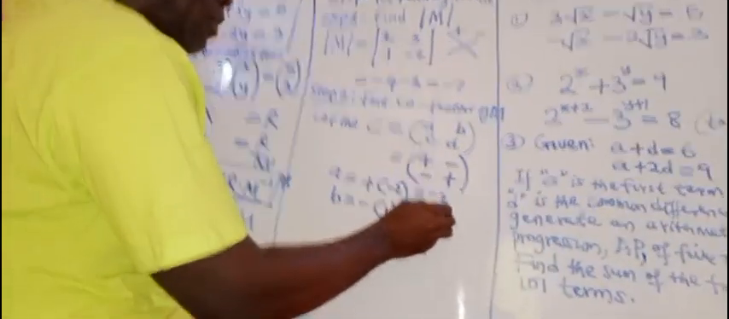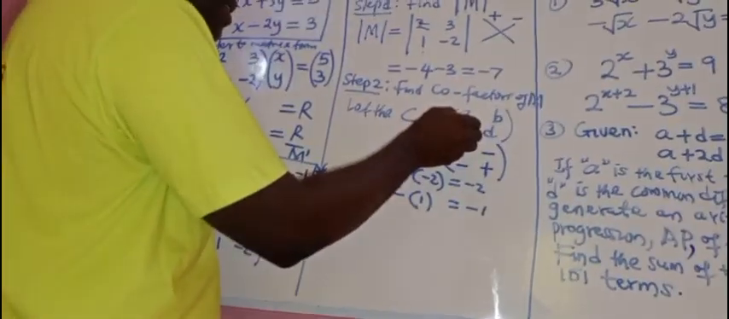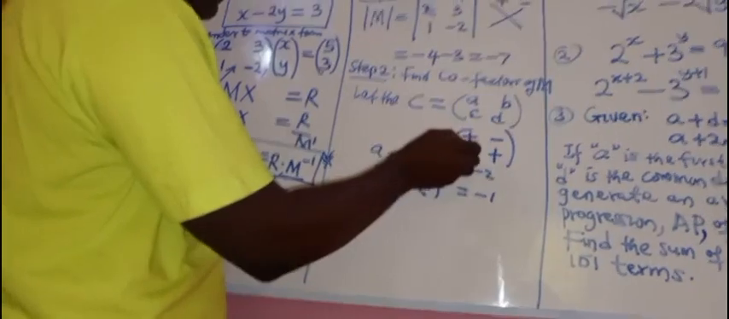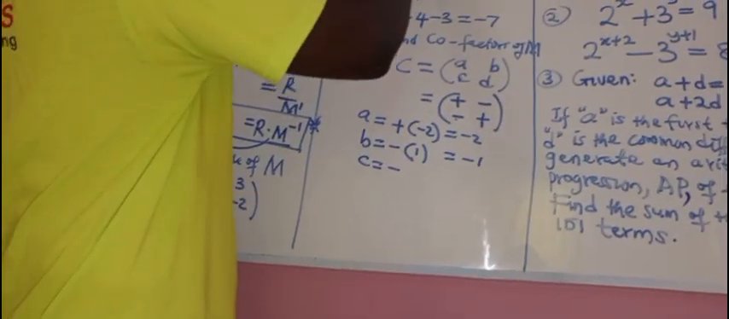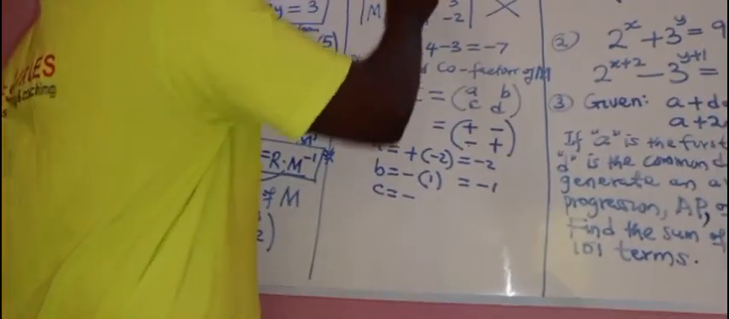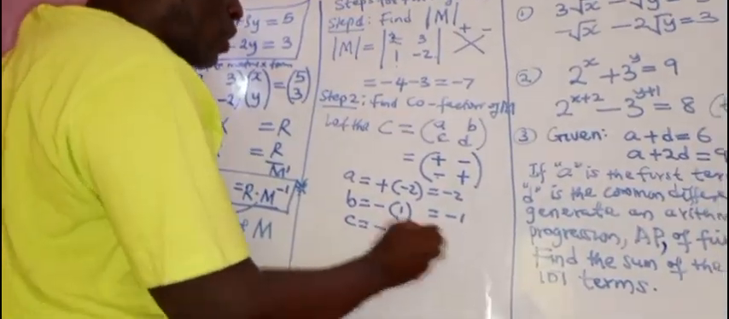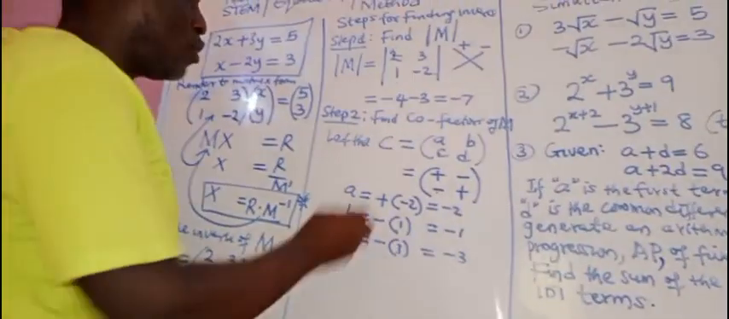That's minus 1. I want to find the cofactor of 1, which is this C. Can you see that? It corresponds to this C. What sign is there? Minus. You put minus first. Now from this one, strike vertically, strike horizontally. What is left is 3. You put it in brackets. So what is minus times 3? That's minus 3.